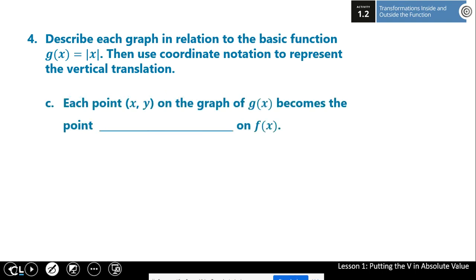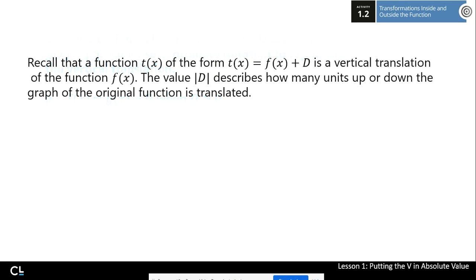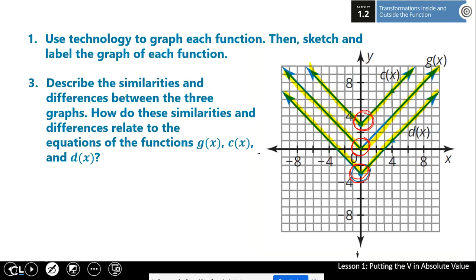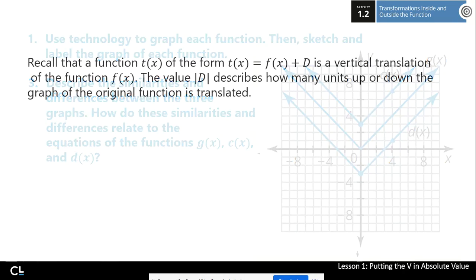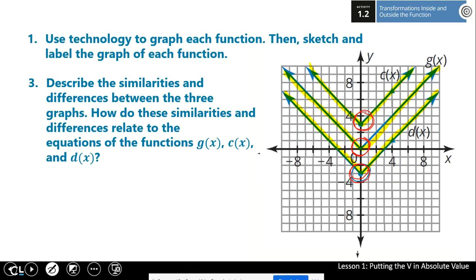So this is very similar to your homework. I even worded it the exact same way. So look here when you have a question later about the homework. Each point x comma y on the graph of g of x becomes the point blank on f of x. So our x values really didn't change. We still have all these same x values. But as you can see, our y values did change, and I'll even draw the points on here.